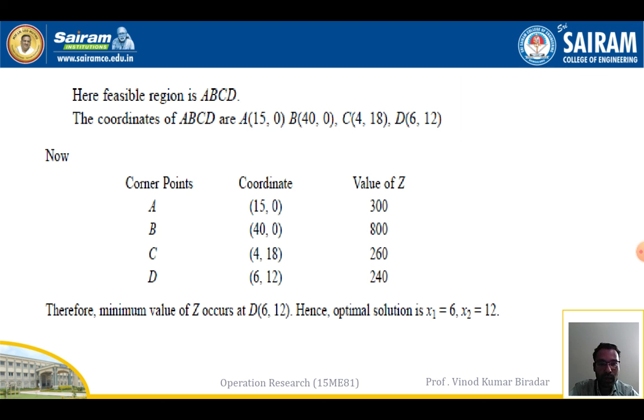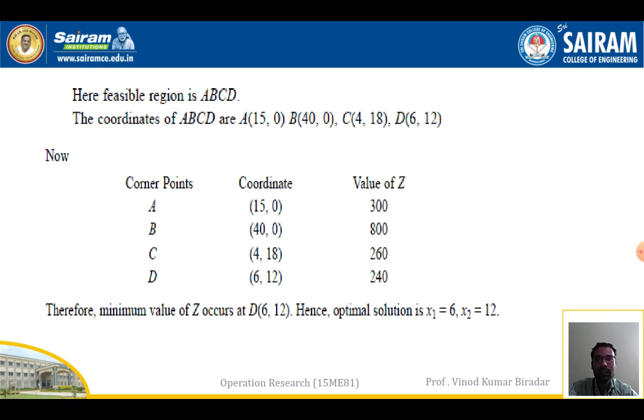So how to find the minimum value of z? Among these four values, the least value is your answer. The values of z are 300, 800, 260, 240. So 240 is the least value. Choose that, at the point 6 comma 12: x1 is 6 and x2 is equal to 12. So that is the minimization value for the given question, the answer. Therefore write: the minimum value of z occurs at D, 6 comma 12. Therefore the solution is optimal, where x1 is 6 and x2 is equal to 12.